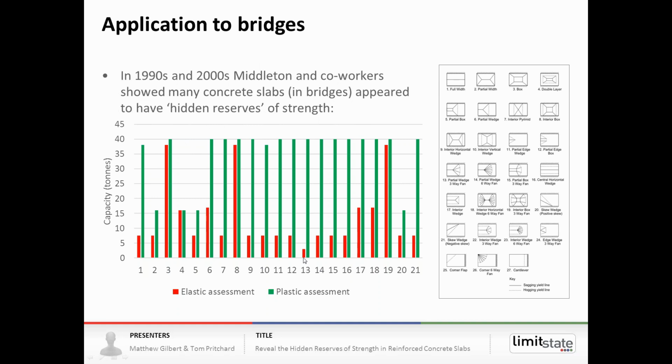So how did they do the plastic analysis? What they did was take a pragmatic approach, which was to tabulate a series of potential failure mechanisms or yield line patterns. You can see on the right there we've got 27 potential yield line patterns, and they basically cranked through each and every one of these patterns and identified which one was the governing one, and hence what the assessed capacity was.